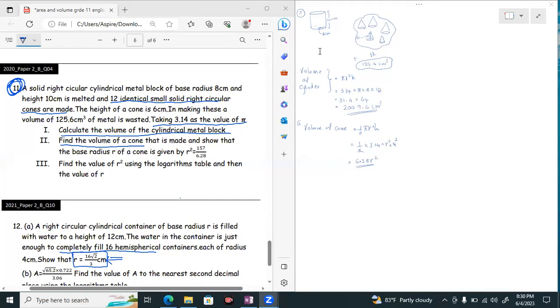I am asking what is the incident that happened here? What is the volume change? Melting and wasting 125.6. Yes, how do we equate the volume then?